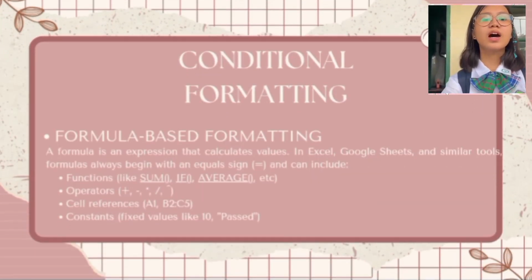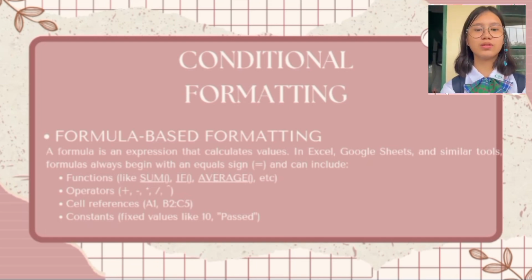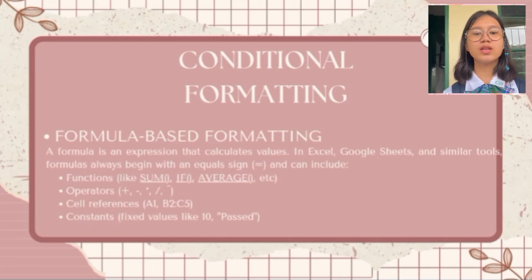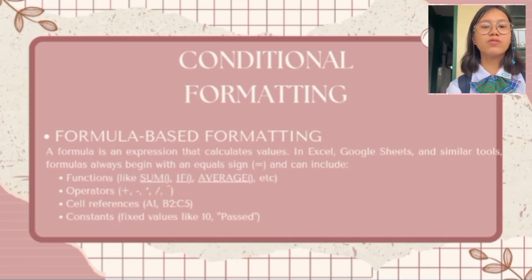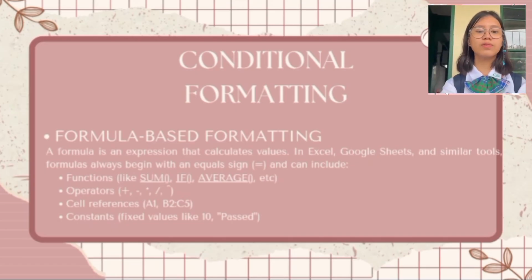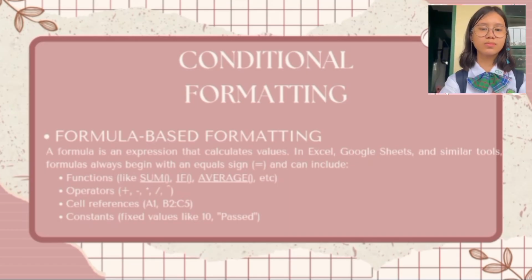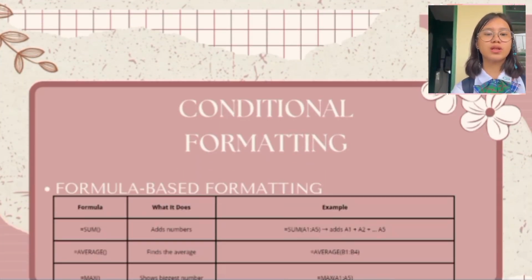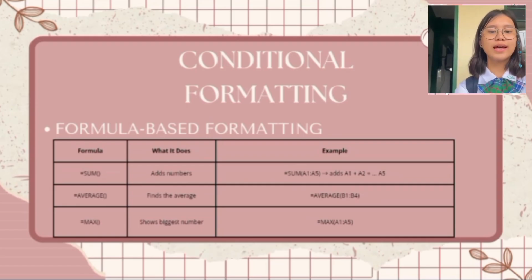Formula-based formatting. A formula is an expression that calculates a value. In Excel, Google Sheets, and similar tools, formulas always begin with an equal sign and can include functions, operators, cell references, constants. We have different types of formulas. The first formula is =SUM. What does it do? It adds numbers.